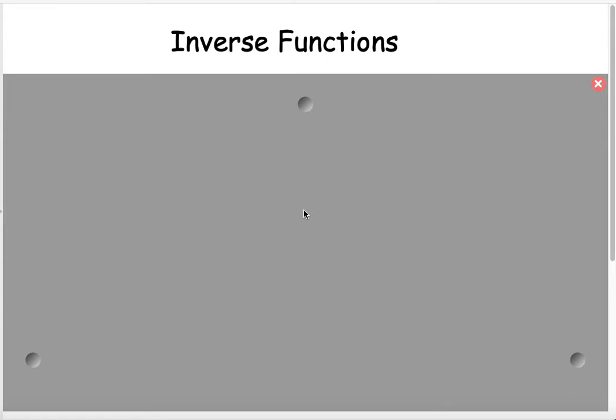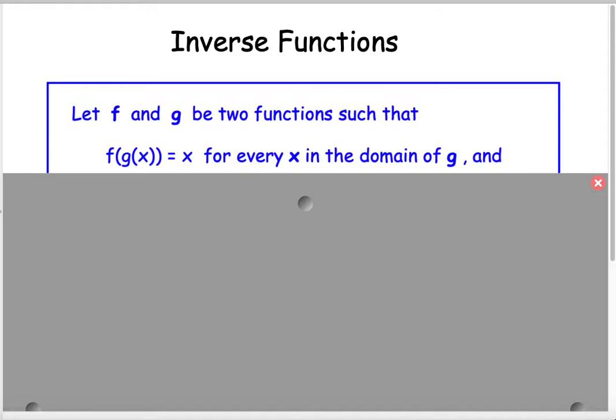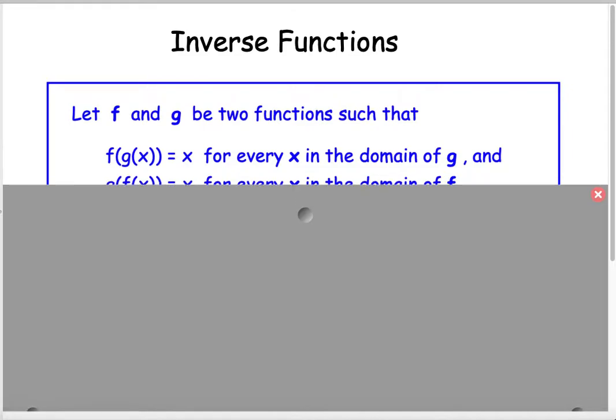Today we're going to look at inverse functions. Let's start off with the definition. If f and g are two functions such that when I do the composition f of g of x, I wind up getting simply x, which would be the identity function, that means that whatever I input, I'm going to get that for an output. And that's for every x in the domain of our function g.